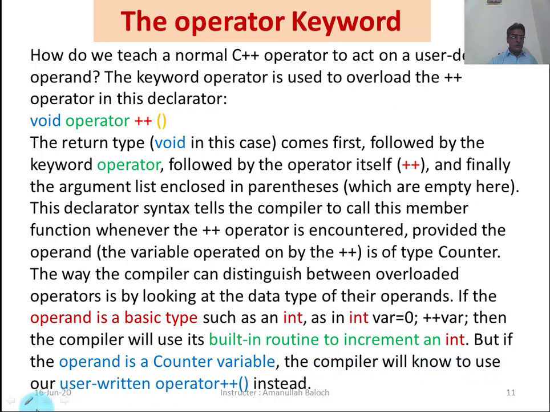But if the operand is a counter variable, that is an object, the compiler will know to use our user-defined operator plus plus. This operator will be called if the operand with the plus plus operator is an object. This function will be called in response to that statement where we are using the plus plus operator with an object.